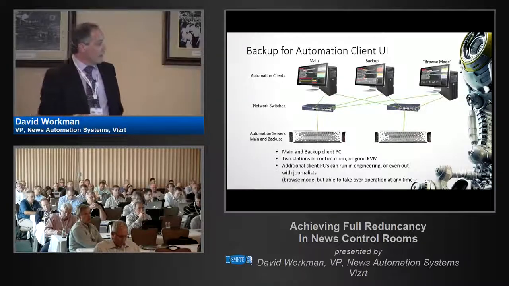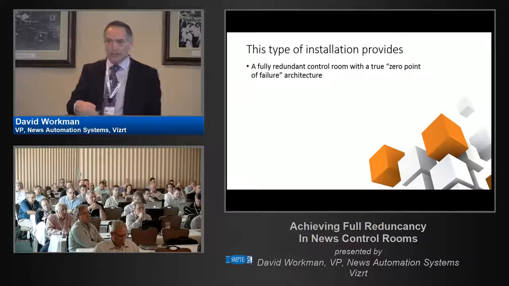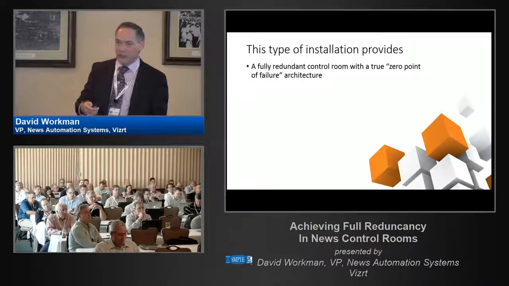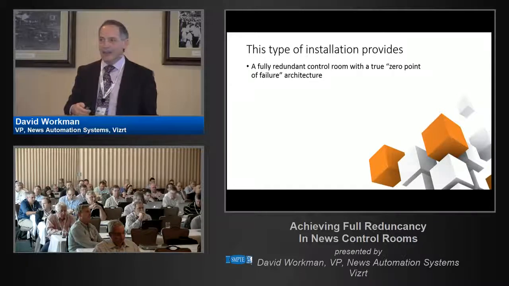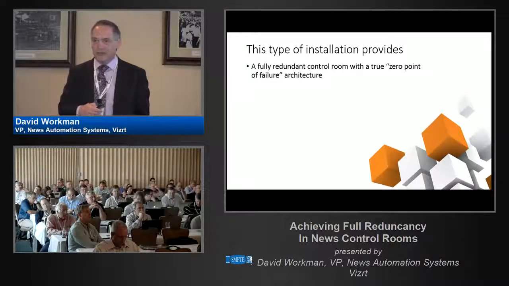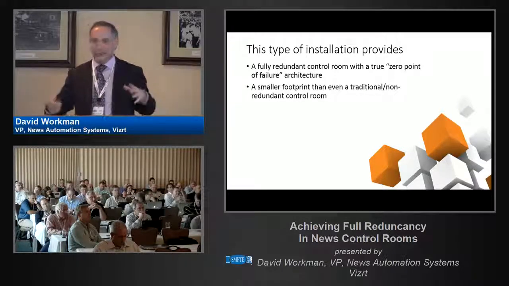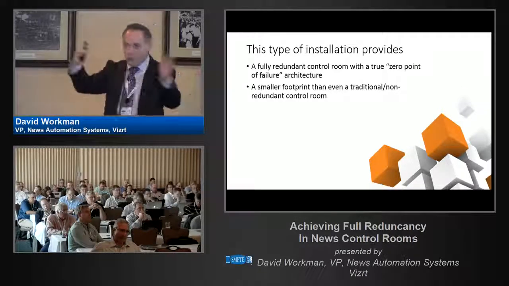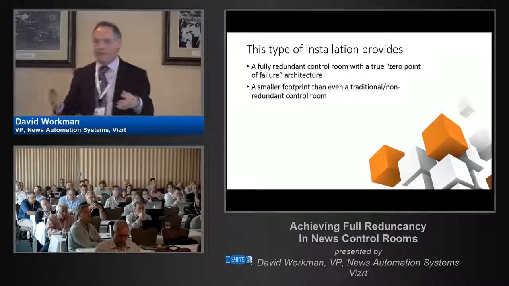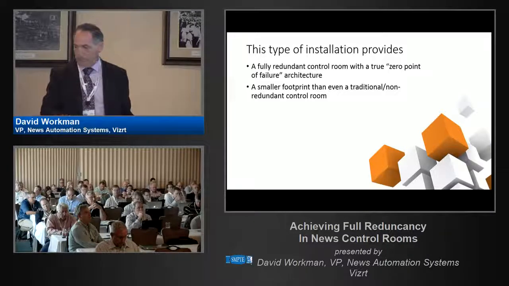So it's an interesting model, because when you have an installation like this, it gives you not only that true zero point of failure architecture, where any single piece of equipment, any single cable, any single power supply can go down and the system is protected from that failure, but it gives you a smaller footprint than even a single control room. So instead of having a completely backup 2 control rooms, each of them fully staffed with 8 to 10 people, it gives you a smaller footprint than the single control room.